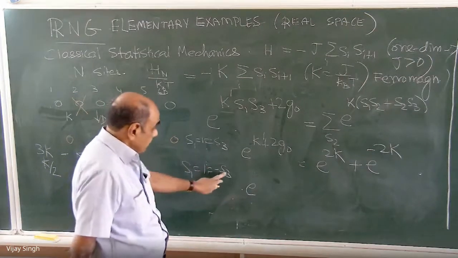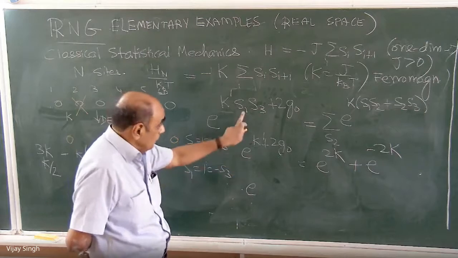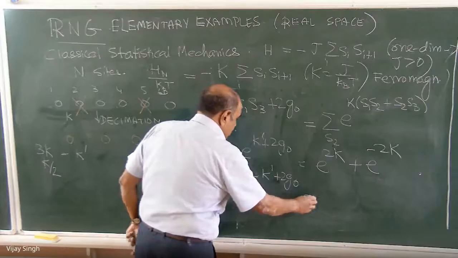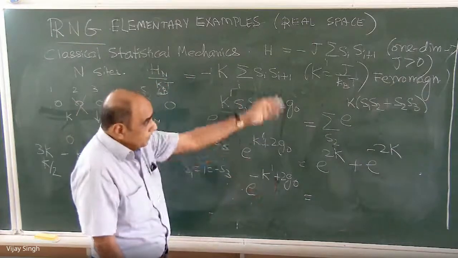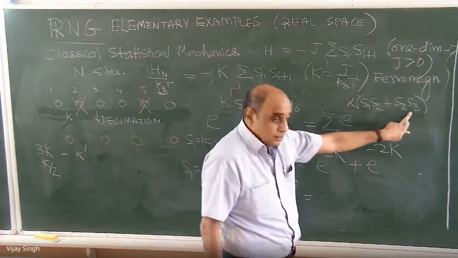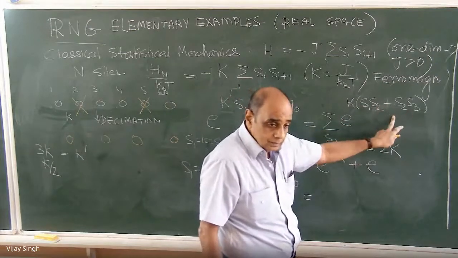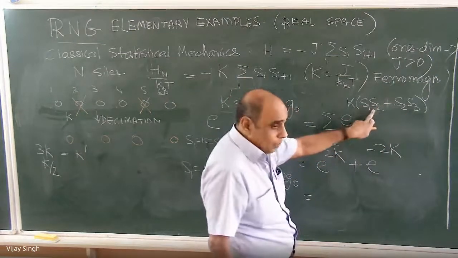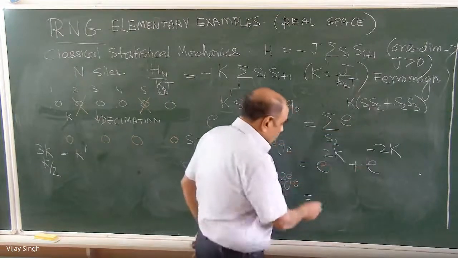S1 is equal to 1 and S3 is equal to minus 1, what will happen here? e raised to minus K prime. Okay. What will I get on this side? S1 is equal to 1, S3 is equal to minus 1, this will get 0. Correct? So whether S2 is equal to 1 or S2 equal to minus 1, you will get nothing. What will I get here?